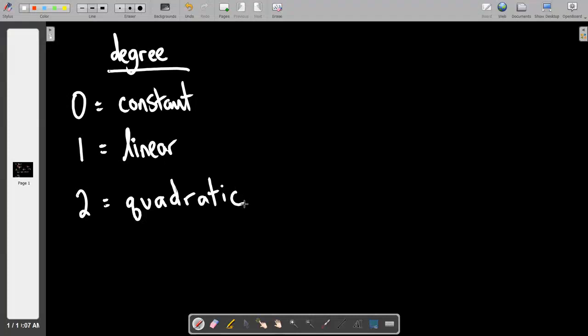I've been trying to sprinkle it in at various opportunities, but with quadratics, you're going to want to put a little star by this one. This is going to be basically the rest of the year. It's working with quadratics. Okay. We also have a name for third degree polynomials.